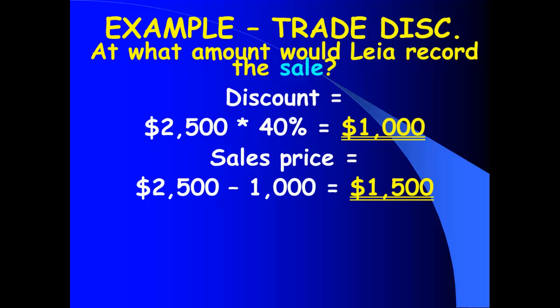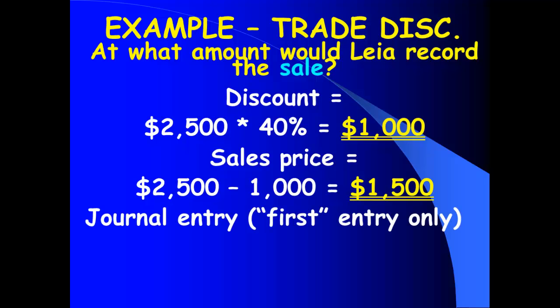Put a big star by the 1,500 or draw a box around it or something. This is a $1,500 transaction. It is not a $2,500 transaction, and the 1,000 is not going to show up anywhere. You're going to only record it at 1,500. So draw a box around that and put a star around it. From the buyer standpoint, it's a $1,500 purchase. From the seller standpoint, it's a $1,500 sale.